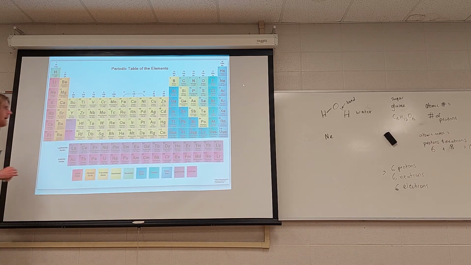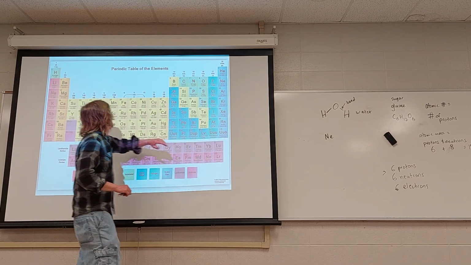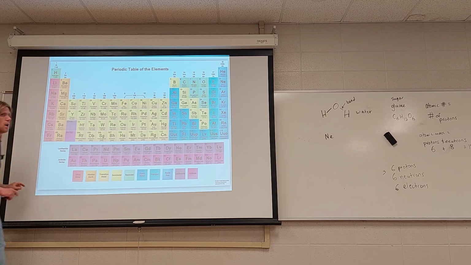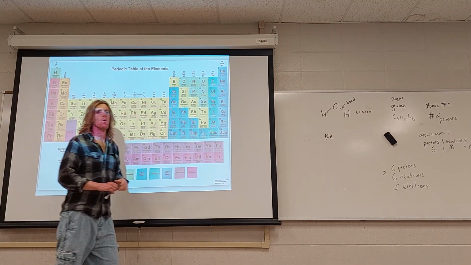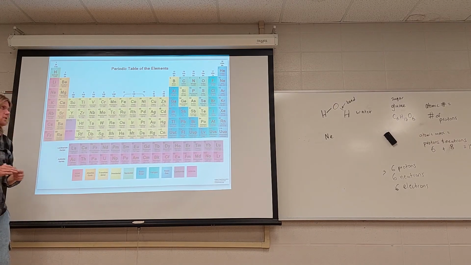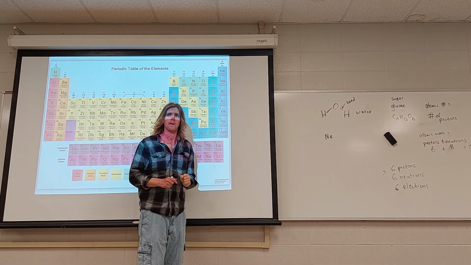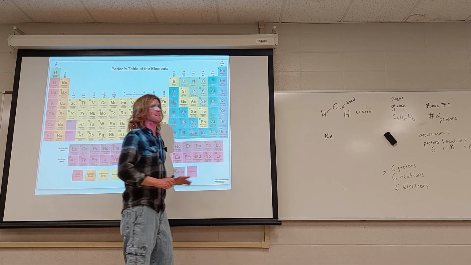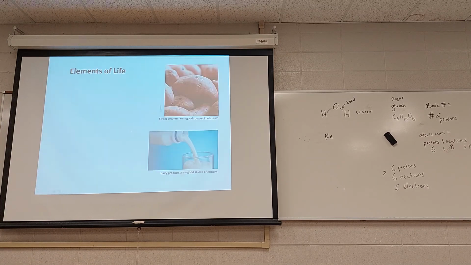In contrast to that, everything here and everything here is off by 1. Off by 1. And so they're very reactive because they're close to being in this row, but they're 1 row away. And so they're very reactive because they're trying to get that stability that those noble gases have.